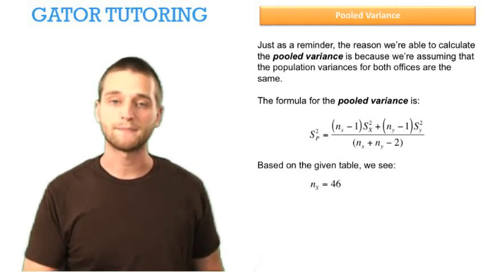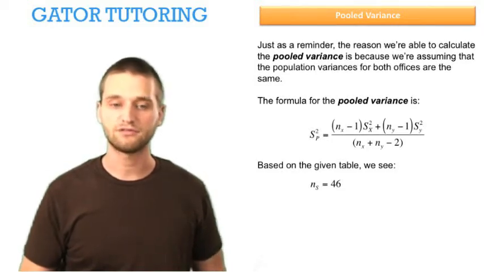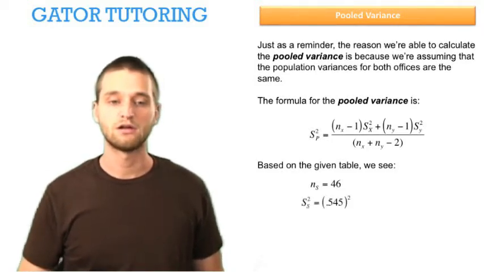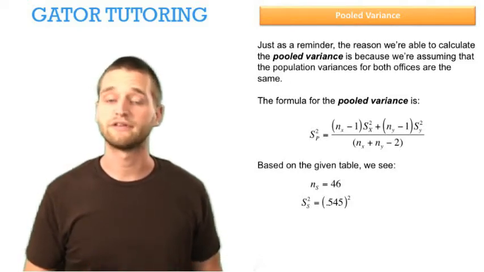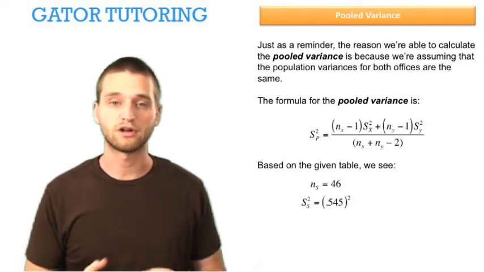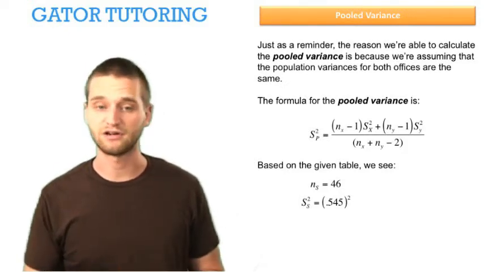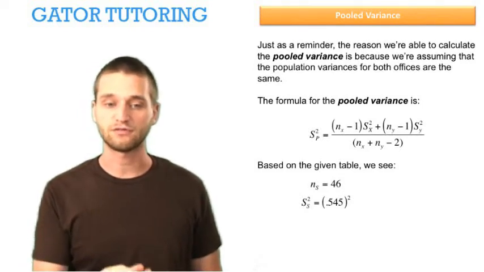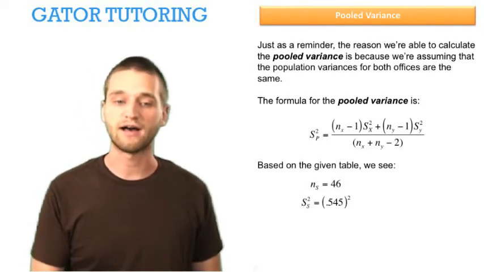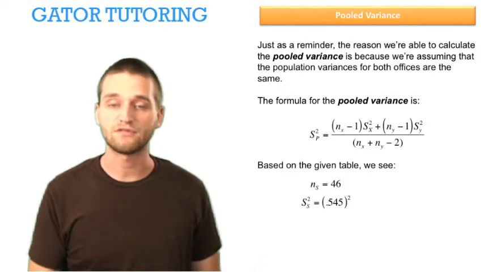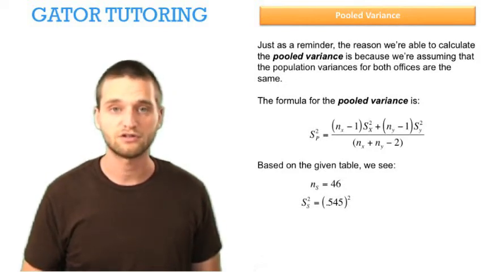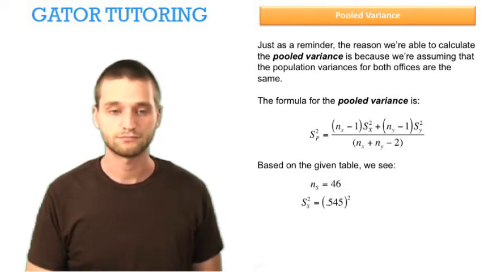Ns, the number of observations in the sample for small offices, is 46. The variance for the small offices, well, we're not given the variance in the question, we're given the standard deviation. So it's important to understand that when calculating the pooled variance, we need to have the variance of each sample, not the standard deviation. So the variance of the small office sizes is 0.545 squared, because again, that 0.545, which is given in the question, is the standard deviation.